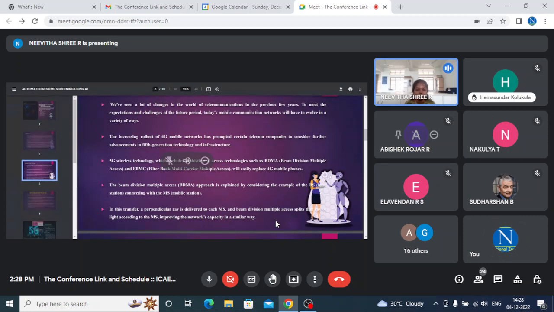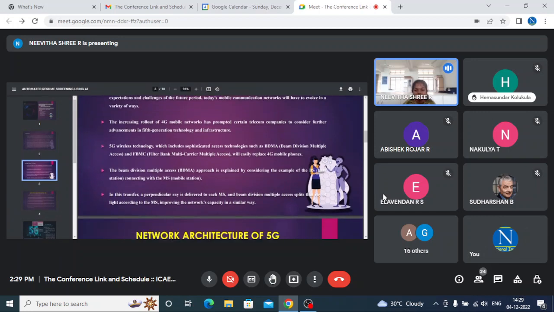The beam division multiple access, BDMA, approach is explained by considering the example of connecting with an MS, mobile station. In this transfer, a perpendicular ray is delivered to each MS, and beam division multiple access splits the beam according to the MS, improving the capacity in a similar way.